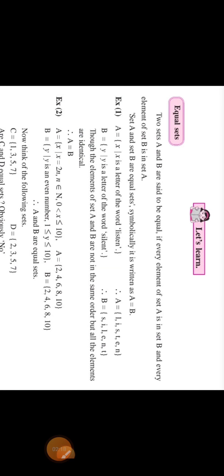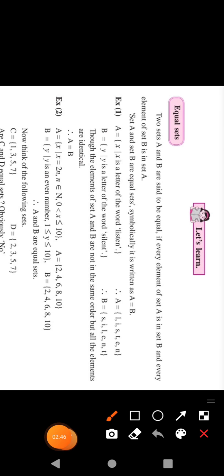Then we have learned equal sets. Now equal sets means two sets A and B are said to be equal if every element of set A is in set B and every element of set B is in set A. So set A and set B are called equal sets. Symbolically it is written as A equals B.